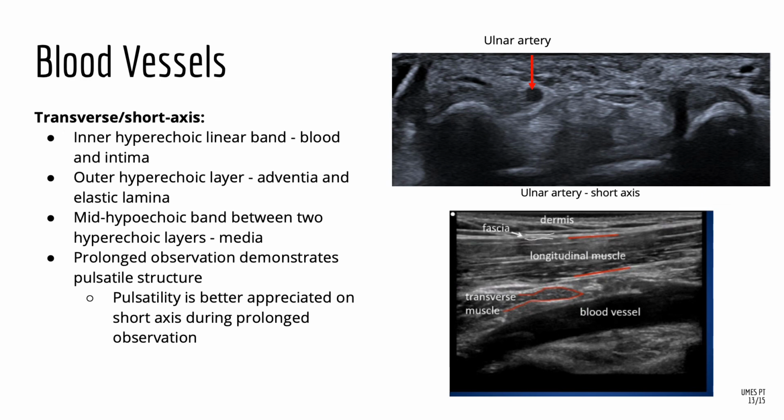So prolonged observation demonstrates a pulsatile structure, you can see it because when you leave the transducer over an artery, you can see it pulsating. You can also compress the veins next to the artery usually with compression of the transducer on the structure. Pulsatility is better appreciated in the short axis during prolonged observation.